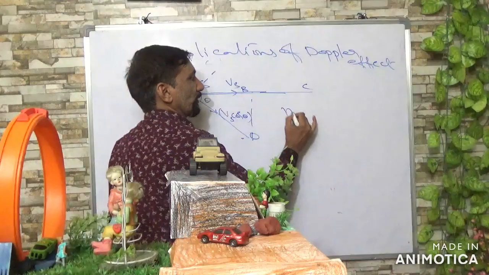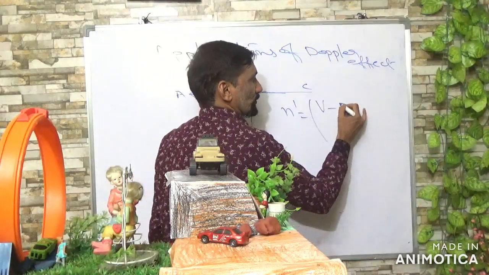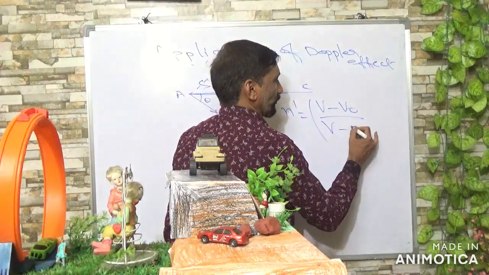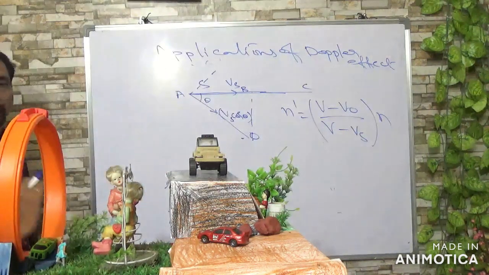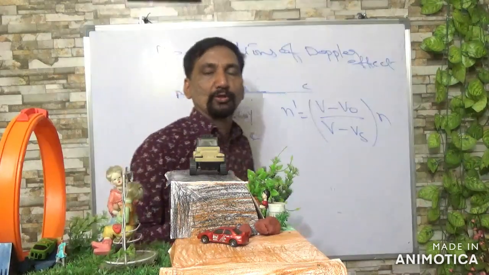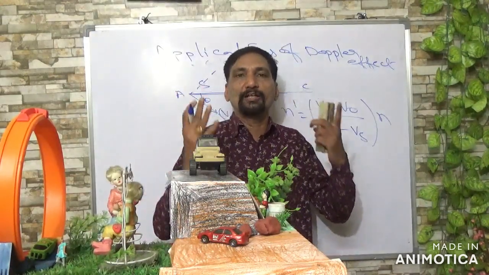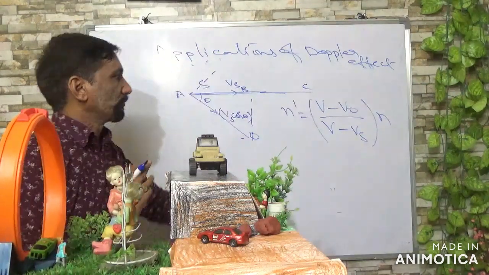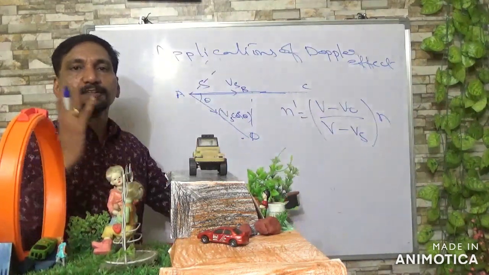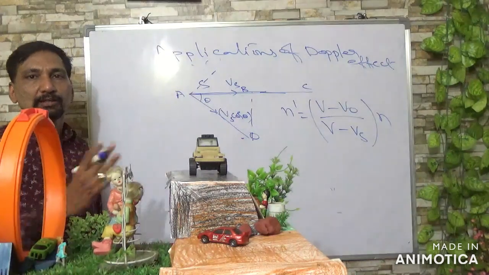So this is the formula. Again we are using the same formula; there is no change in the formula. I am using only one formula: V minus V naught by V minus Vs into N. Usually when you write a competitive exam, it is very difficult to remember too many formulas. Instead, if you remember only this formula, it's easy to solve any problem.